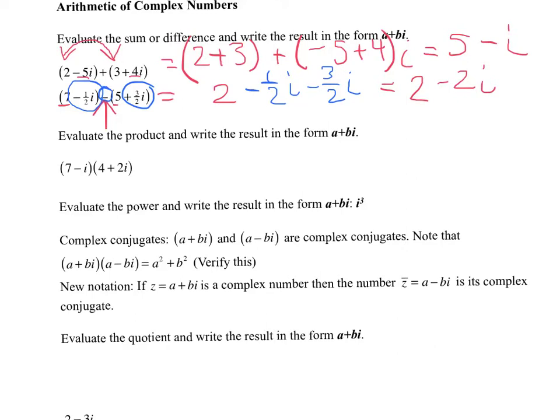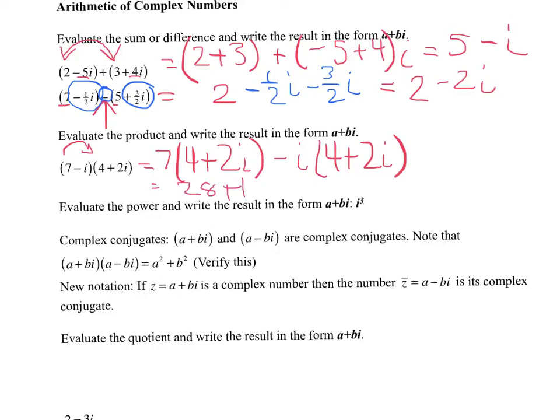Now the product of two complex numbers is, again, very intuitive. It's just like FOILing for a binomial. So you just multiply 7 times 4 plus 2i, and then you multiply minus i times 4 plus 2i. When you multiply 7 times 4 plus 2i, you get 28 plus 14i. And here you get minus 4i, and then minus 2i squared.